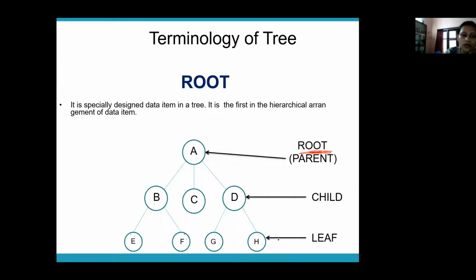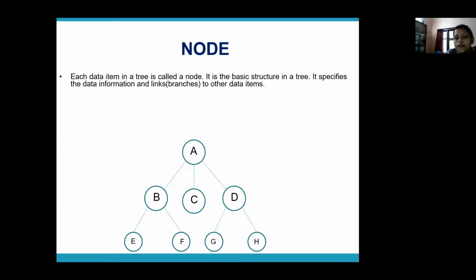Okay, so what is root? Root is a specially designated data item in a tree. So it is the one at the topmost position of your tree, topmost in this hierarchical arrangement. So that is the first terminology, which is called root.